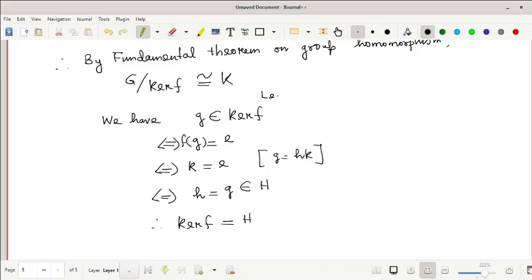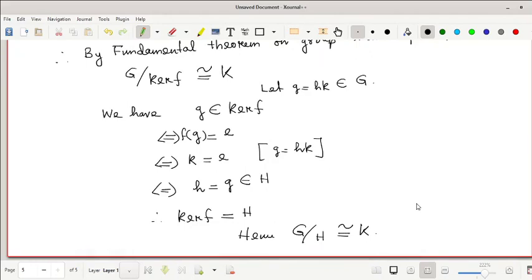So you can assume let g equal to hk belong to G. Then if g belongs to kernel f, then this thing will happen. Hence G by H is isomorphic to K. So this is the proof. You can mimic the second one: just interchange the roles of H and K, and you will get the result. Okay, so let me stop.